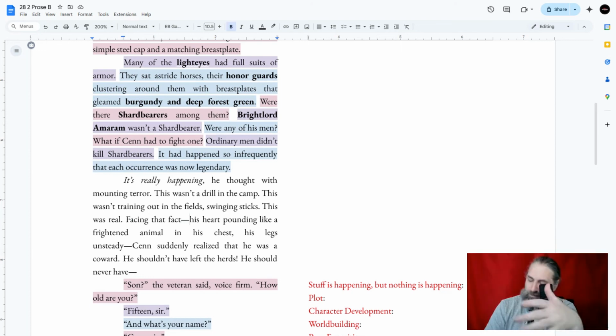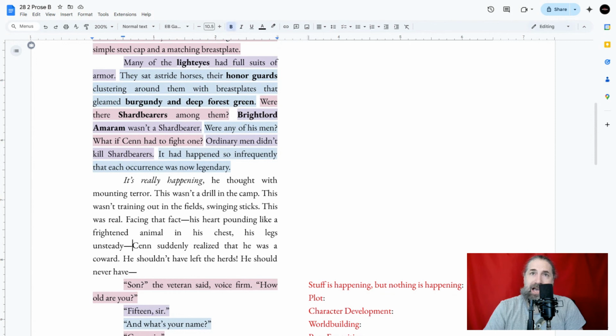It's extra words. I don't know why his books are like 700,000 words. But facing the fact, he wanted that. That is his style of writing. But it is also through the narrative POV of Sen. His heart pounding like a frightened animal in his chest, his legs unsteady. Why are they unsteady? And why is that fact pounding in his chest? Because Sen suddenly realized that he was a coward.